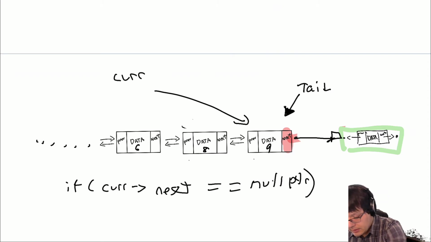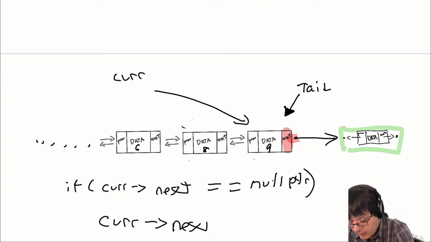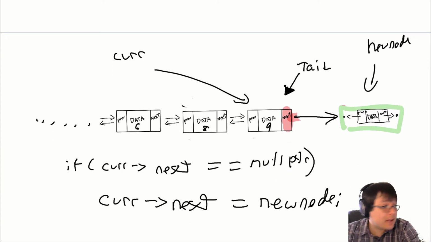Okay? Damn it, I can't draw an arrow. There we go. The way you do that is, again, you just do cur next gets the name of the new node, which is called new node. So we just say cur next gets new node. So that's where that line is coming from.